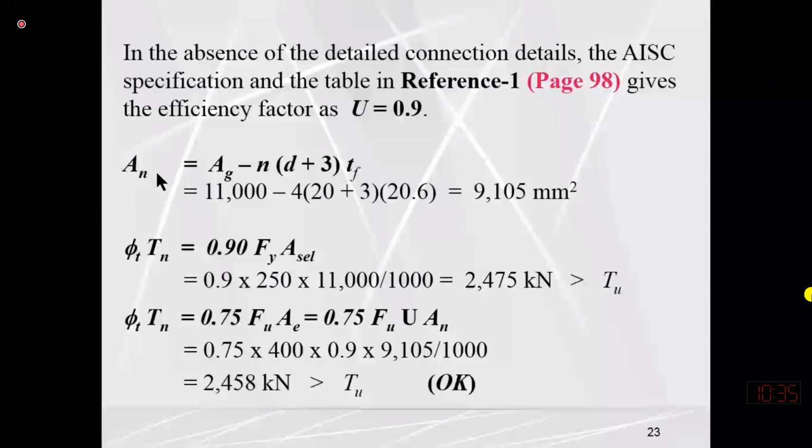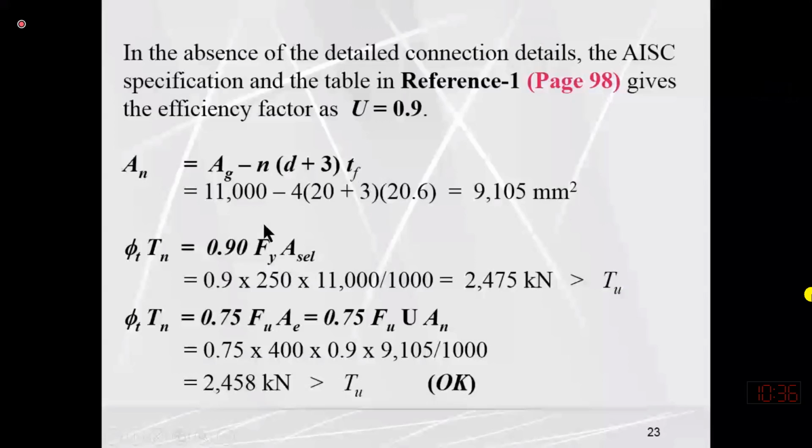So net area can be computed as gross area minus n d plus 3 into tf. The thickness of flange will be used because we are punching the hole in the flange. Gross area is 11,000. 4 fasteners are present. The diameter of the fastener is given for the rivet as 20 plus 3, where 3 is the extra margin for the hole. So we have computed the net area.